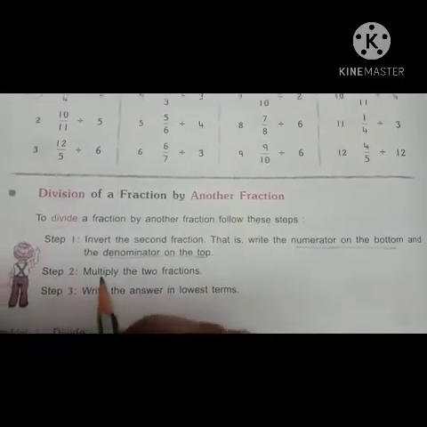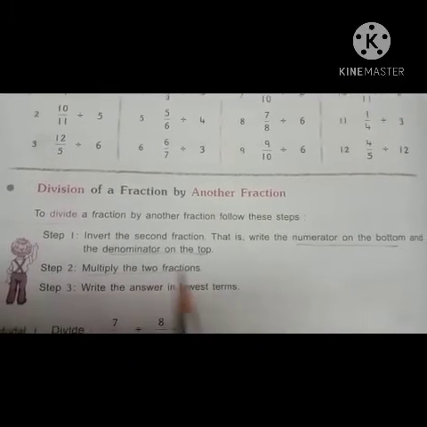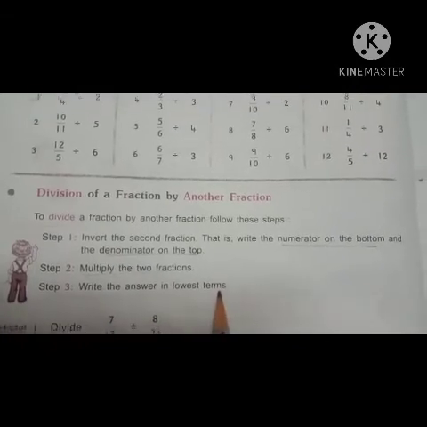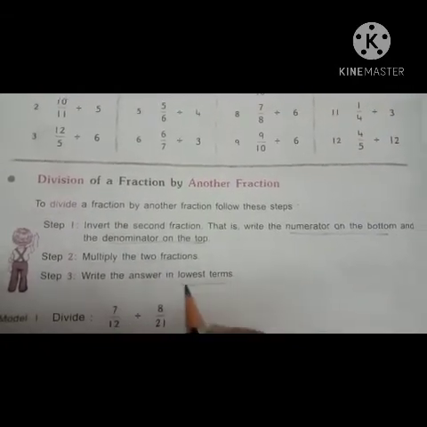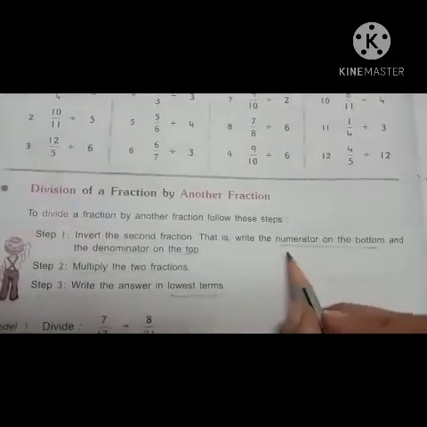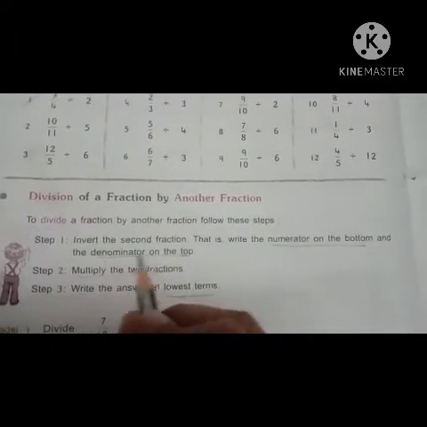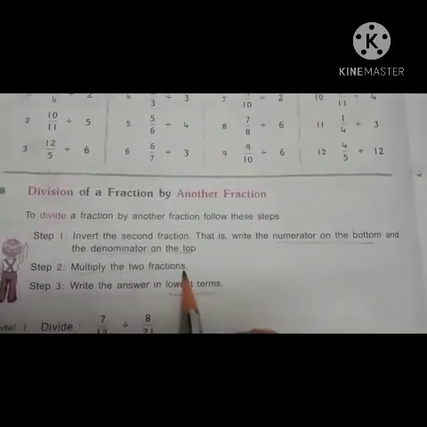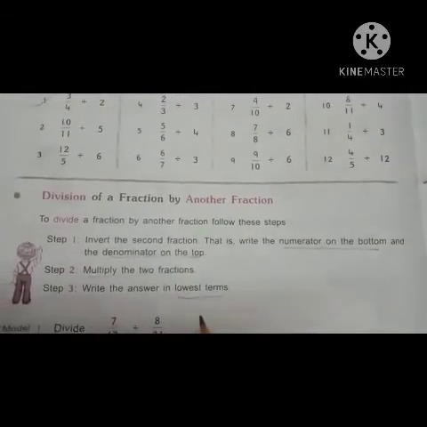Next, step 2: multiply the two fractions. Again, we have to multiply the two fractions. Third step: write the answer in lowest terms. If it is possible, what I told, we have to reduce to the lowest terms. First, we write the numerator on the bottom and the denominator on the top. Afterwards, we multiply the two fractions. Again, we have to convert the numbers into the lowest terms.